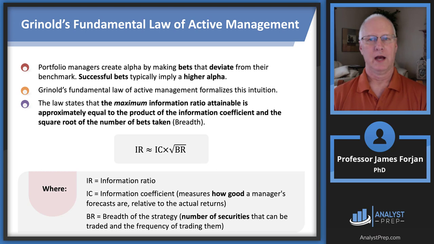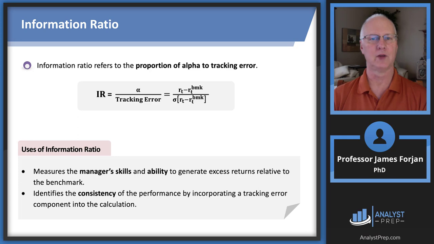Now, there's this fundamental law of active management that relates the information ratio that we described. Here, let me go back and remind you quickly, where was that? All right, so there's that information ratio. So we have alpha over tracking error.